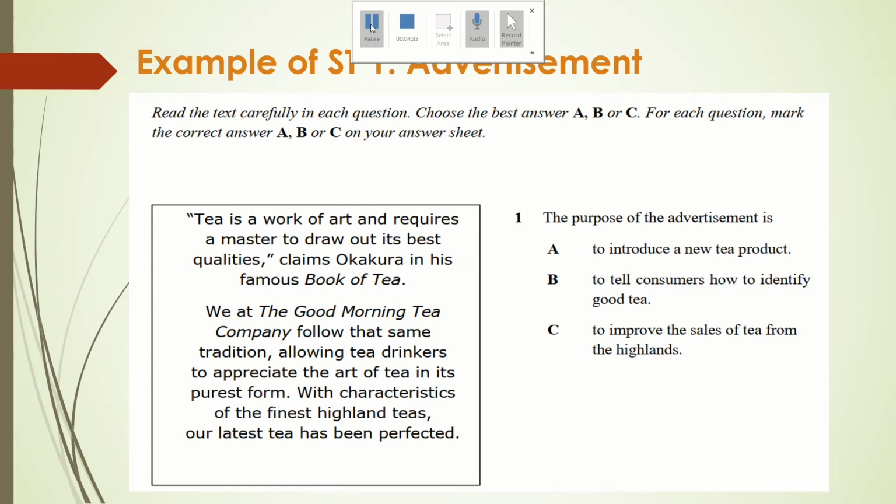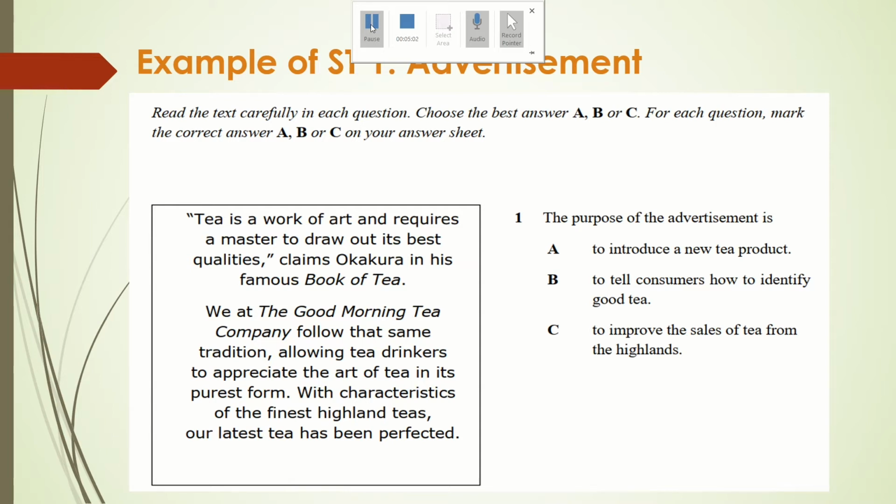Tea is the work of art and requires a master to draw out its best qualities, claims Sokakura in his famous Book of Tea. Okay, we at the Good Morning Tea Company follow the same tradition, allowing tea drinkers to appreciate the art of tea in its purest form. With characteristics of the finest Highland teas, our latest tea has been perfected.